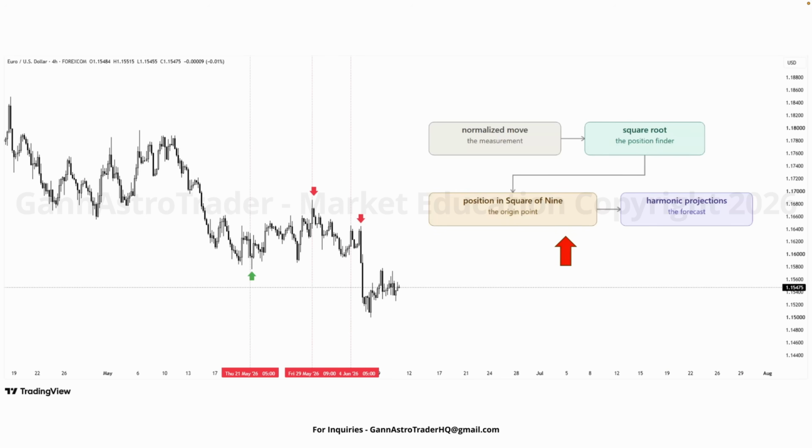The important idea to remember is this. We do not take the square root because it is an arbitrary step. We take the square root because the square of 9 is fundamentally organized around square root progression. The normalized market move gives us the measurement, while the square root gives us the correct position within the geometric structure. Once that position is known, the square of 9 can be used to generate future harmonic projections.